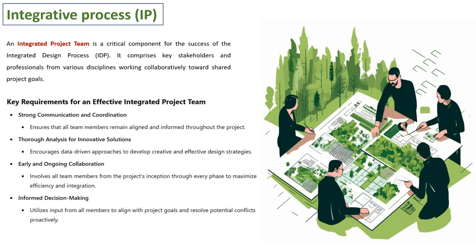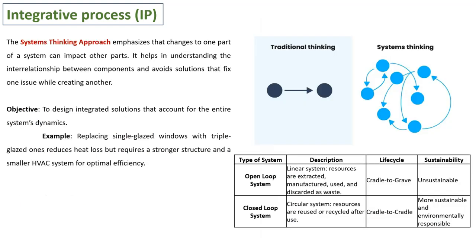So early and ongoing collaboration, which involves all team members from the project's inception through every phase to maximize efficiency and integration, right? And finally, informed decision making, very important, because that utilizes the input from all the members to align with the project goals and resolve potential conflicts proactively, right? Then the third principle of the integrative process is the systems thinking approach. So you try to see the big picture always, not always a localized, focused perspective, right?